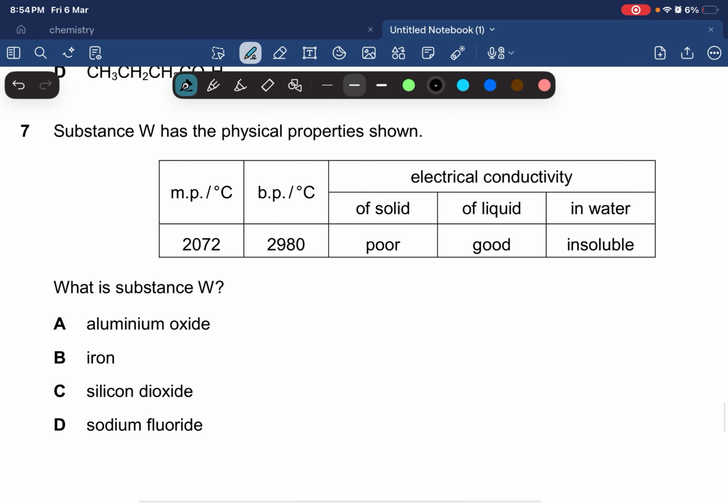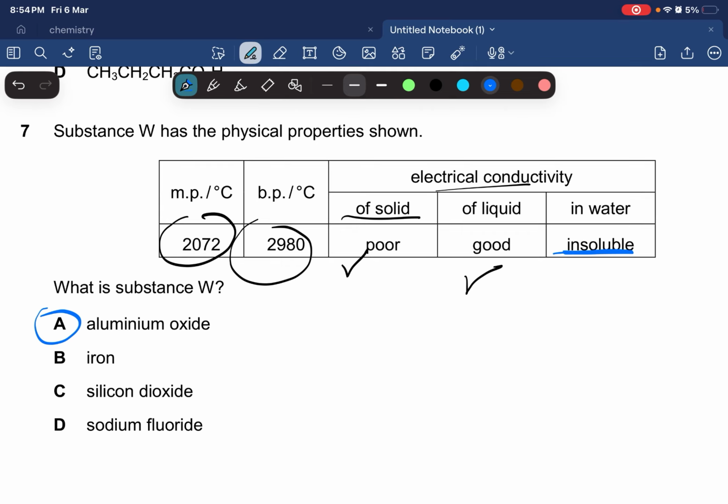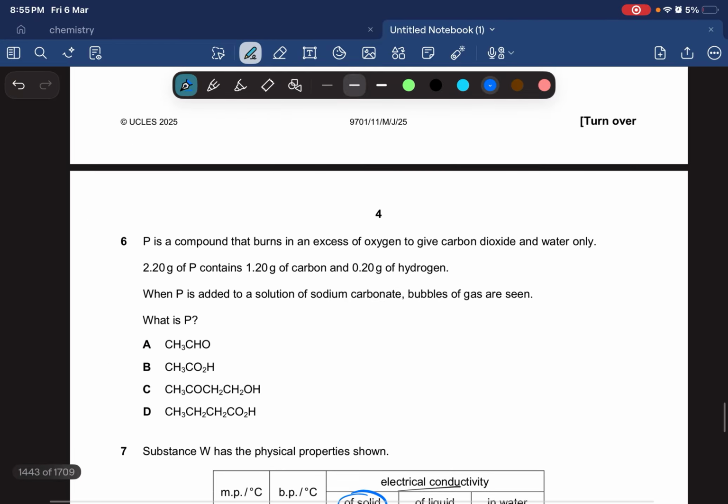Okay, substance W has the physical properties shown. The melting point is this, the boiling point is this. Of solid, electrical conductivity poor, of liquid good, and insoluble. Is it aluminum oxide? Is there any option of aluminum oxide? I just looked at it and I knew it's going to be aluminum oxide. Why? Because only aluminum oxide is an ionic compound that's insoluble in water, right? And of liquid, definitely it's going to be good because it's an ionic compound. And solid, it's going to be poor. Why is it going to be poor? Because it's an ionic compound and ions are unable to move.